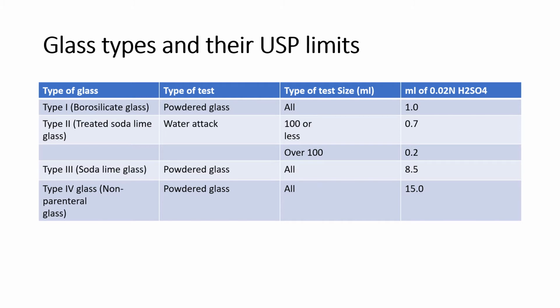Type 3 glass, soda lime glass: the limit set is 8.5 ml. Then for type 4 glass, the limit set is 15 ml. The limits are different because the composition of glass is different. Some have a coating of alkali treated soda lime glass. These non-parenteral glasses have higher values. So it all depends on the composition of the glass, and the alkali leached out is different in each. USP allows different levels of sulfuric acid as per the alkali leached out.